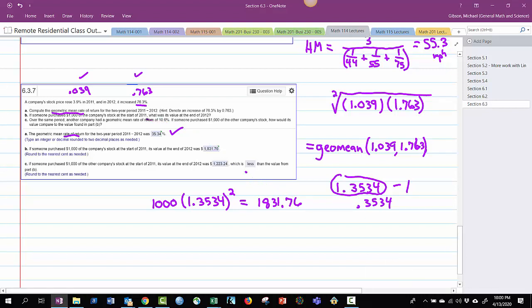In part B here, they tell us that there's this other company, $1,000, 2,000. Oh no, part C has a geometric mean rate of return of 10.6%. Right. So if the geometric mean is 10.6, the factor is 1.106. Okay. And then this question says, what happens if you put $1,000 of that for those 2 years? All right. You do that. Out comes 1223.24, and then this number is less than the other number. That's it. I hope you found it helpful.